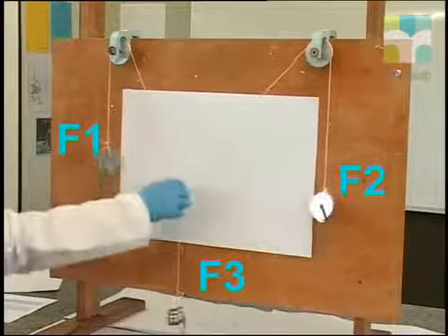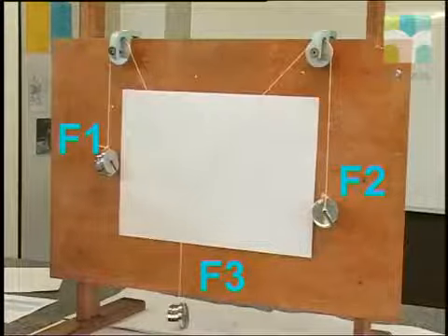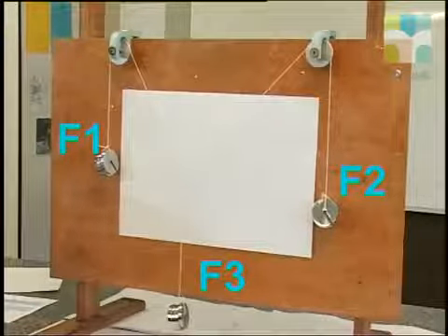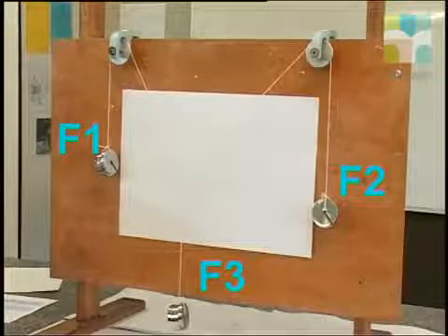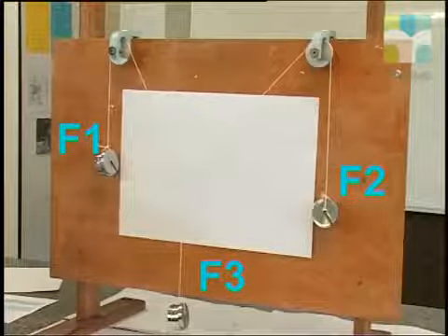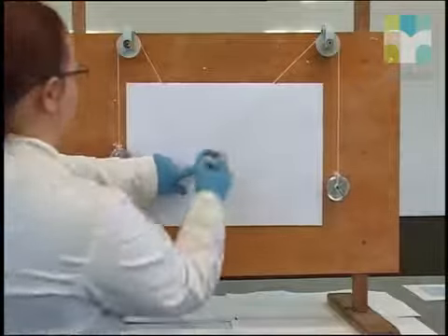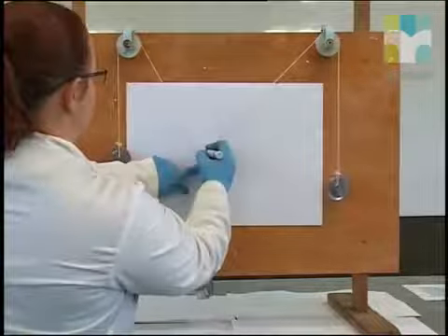Now I'll check once more that the knot has settled in the position that the forces have moved it to. The strings and the weights must not rub against the board because we don't want any other forces like friction to come in here and confuse the picture.